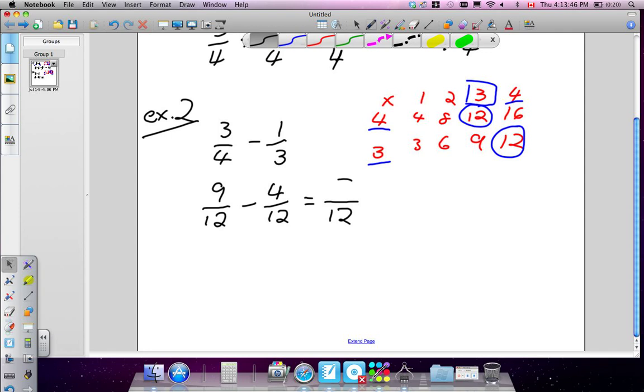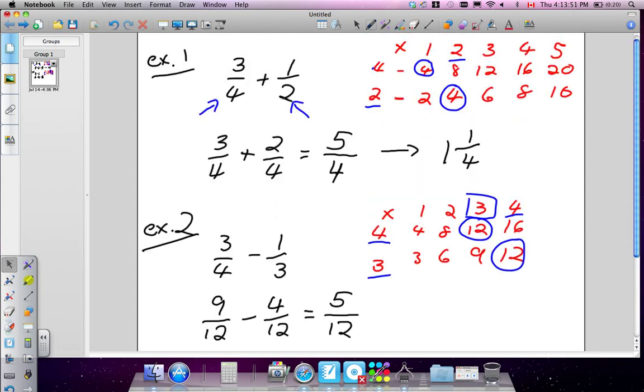Okay. So that's adding and subtracting fractions. I'm going to leave this up here. I'm going to give you a sheet. I want you to practice this stuff. Okay?